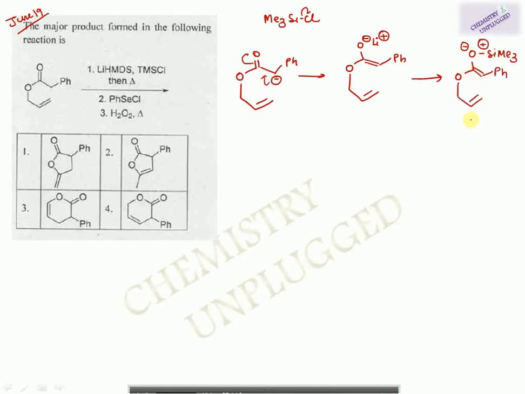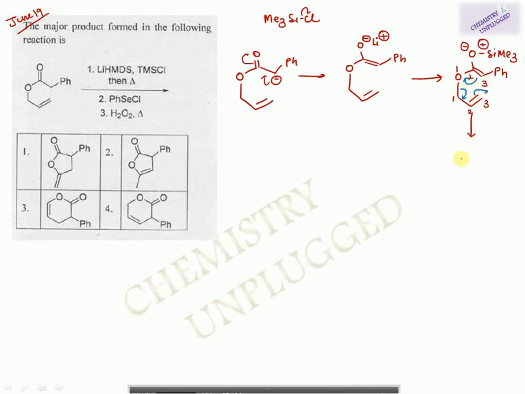Heating it, you can easily see that it is a [3,3]-sigmatropic shift. 1, 2, 3. This is 1, 2, 3. So it shows a [3,3]-sigmatropic shift. This bond will first shift here, it will move here, and it will move here. So you will get this.